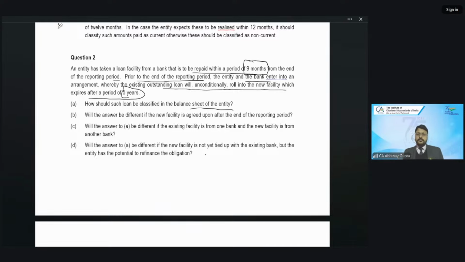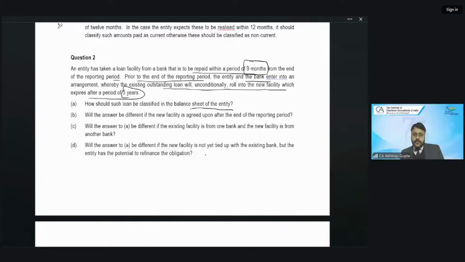Yes, sir. Question A, it will be non-current. The reason is that they agreed, and the agreement is done. It is unconditional also, for the period of 5 years, before the reporting period, which means we can consider this as a non-current item, sir.